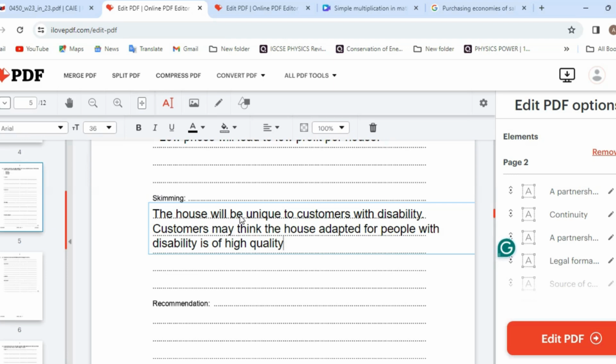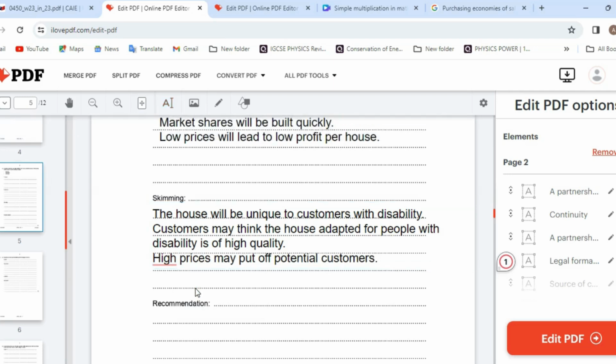Now let us choose the disadvantages also. Of course, high prices may put off some potential customers. That is one. And when the house is set at a higher price, competitors may quickly enter the market to take away BB's advantage of being the first with the newly designed house.